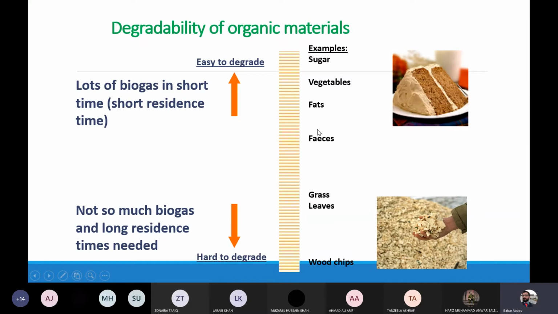So these are the types of waste which are degraded at a very faster pace as compared to these products or raw materials which are very hard to degrade in a given time frame.